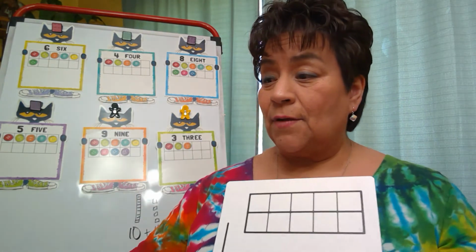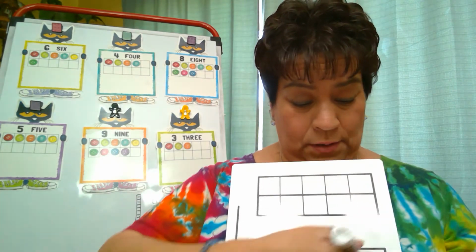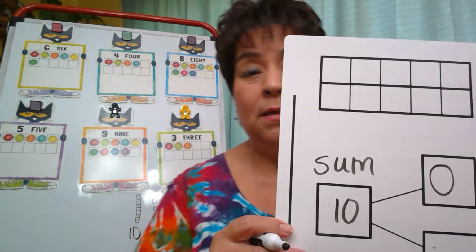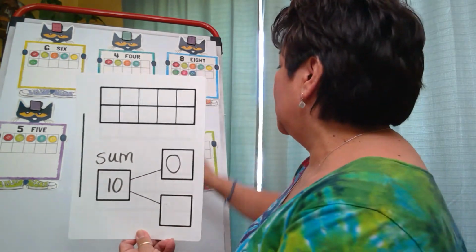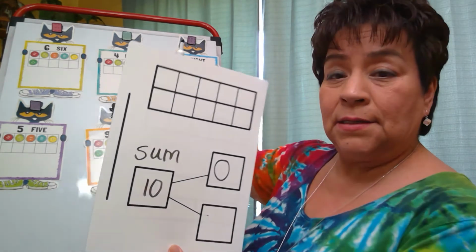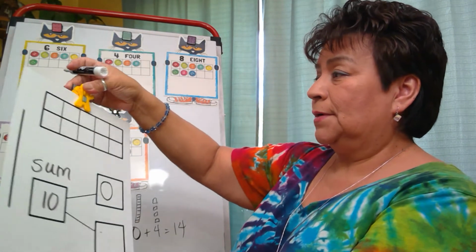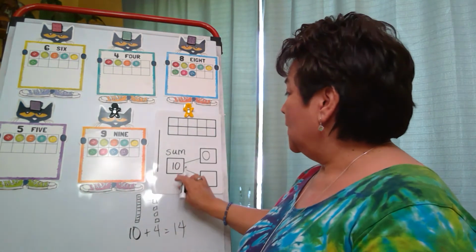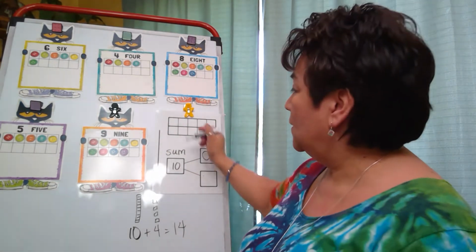So if he has 0, if he starts off with 0, 0 is going to be one of our addends. I need to back up so you can see. 0 is going to be one of our addends. And we need to see how many more we need to make our 10. So ready? Here we go. 0. Now we're going to get to 10.